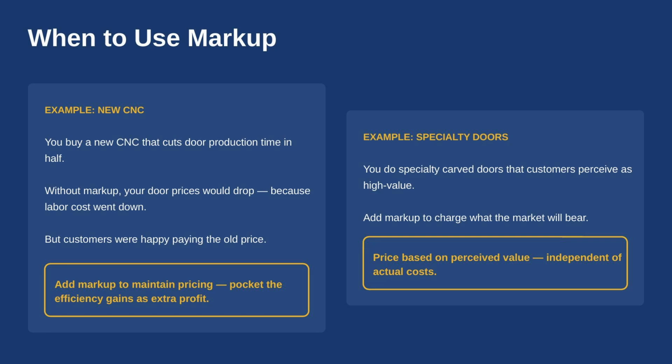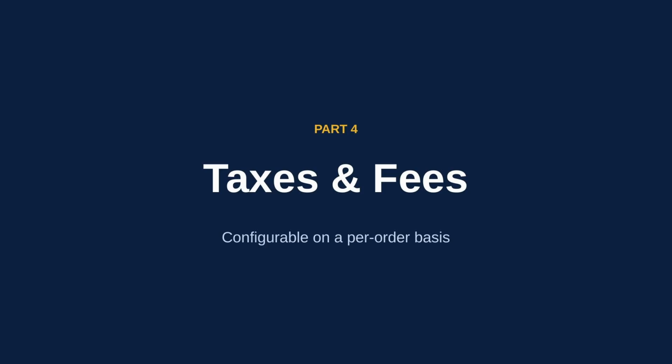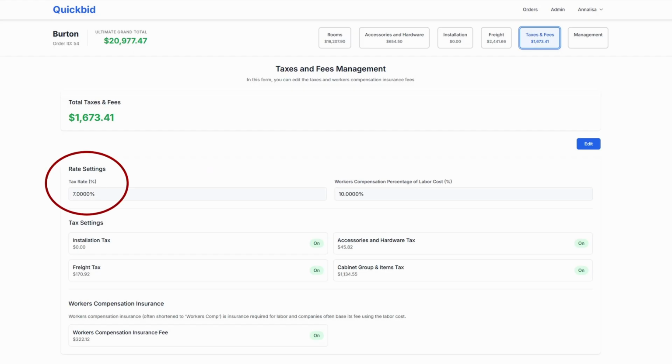That's the core of cost calculation, but Quickbid also calculates taxes and fees. Let's break these down. Quickbid lets you configure these on a per order basis so your quotes include everything the customer will actually pay. First, you set your tax rate as a percentage. This might be your state sales tax or whatever rate applies in your area. You enter it once and Quickbid applies it to the items you specify.